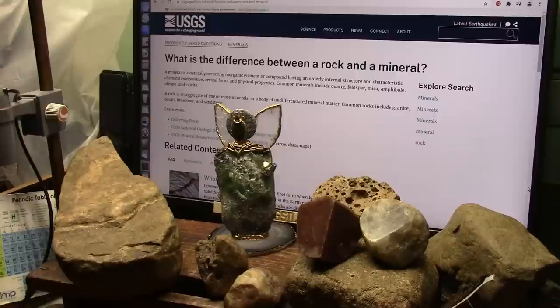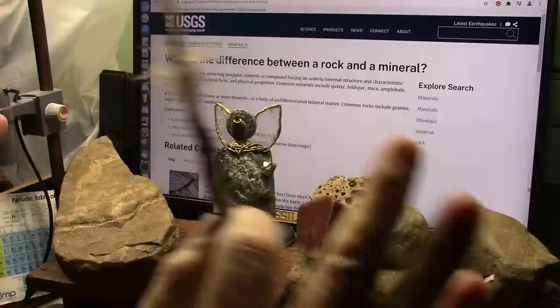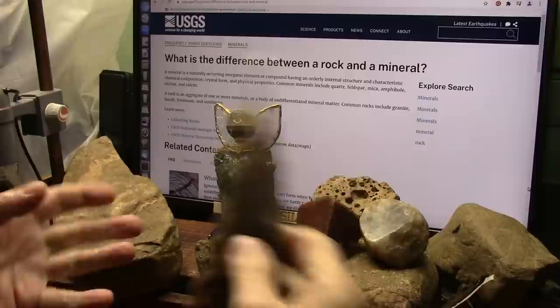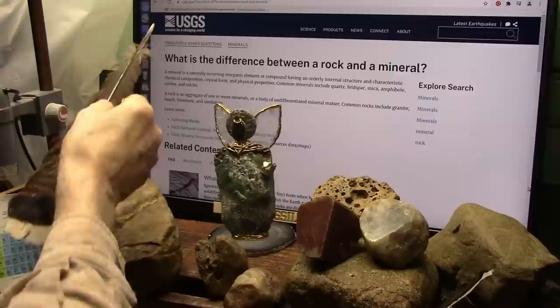This is going to be a very interesting presentation, I hope. We're going to discuss what the difference is between rocks and minerals and dirt and clay and crystals and all that business. What is the difference? Well, here's what they say in the United States Geological Survey.